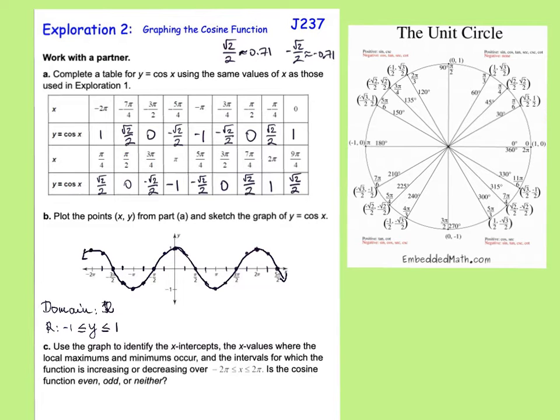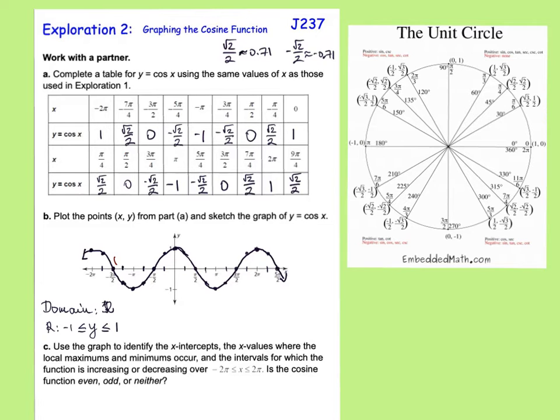So now we'll need to answer a few questions. We need to identify the x-intercepts, and then we need to find the x values where the local minimums and maximums occur. We need to find the intervals for which the function is increasing or decreasing over x is between -2 pi and 2 pi. And then we also need to identify if the function is even, odd, or neither. So let us start with the x-intercepts.